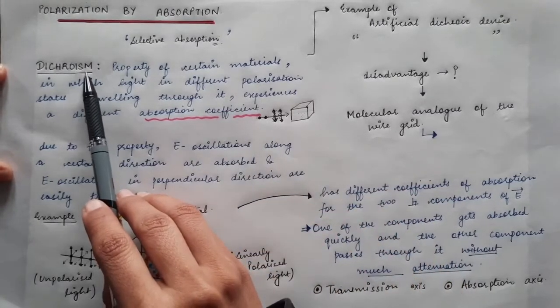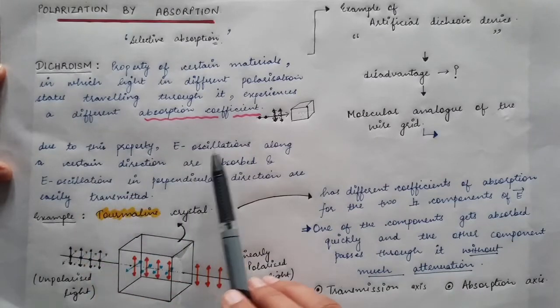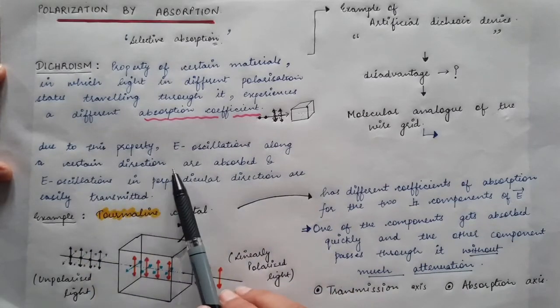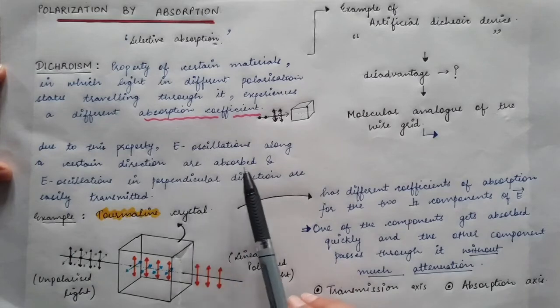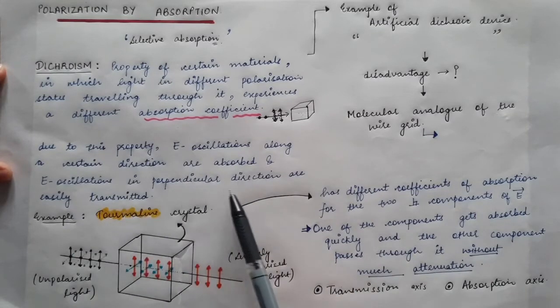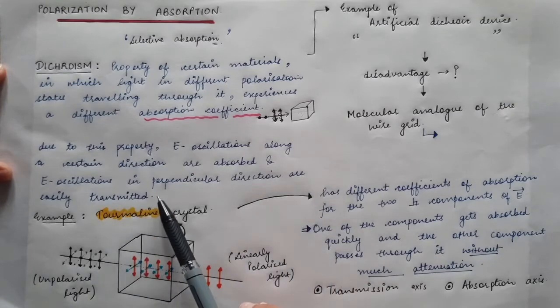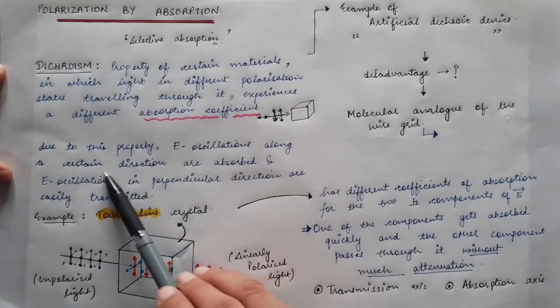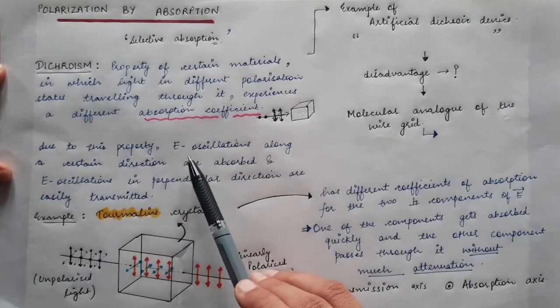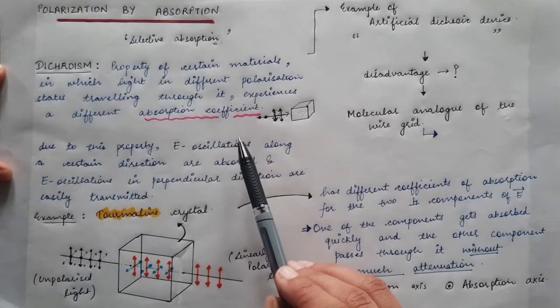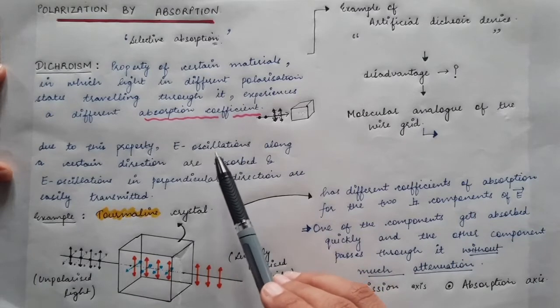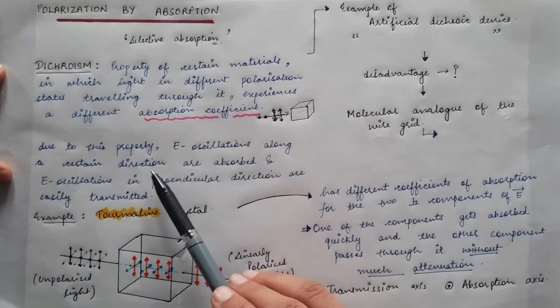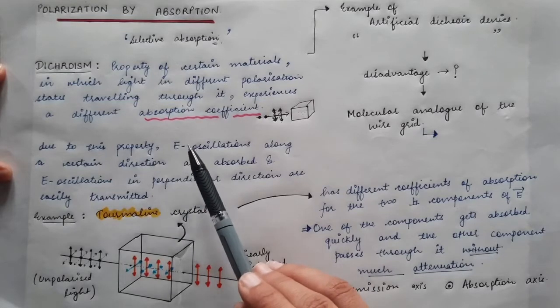So due to this property of the materials, electric field oscillations along a certain direction are absorbed inside the material, and electric field oscillations in the perpendicular direction are easily transmitted. This is because along a certain direction in which the electric field oscillations are absorbed, the material shows a high absorption coefficient. So there is a certain direction in the material in which there is a very high absorption coefficient.